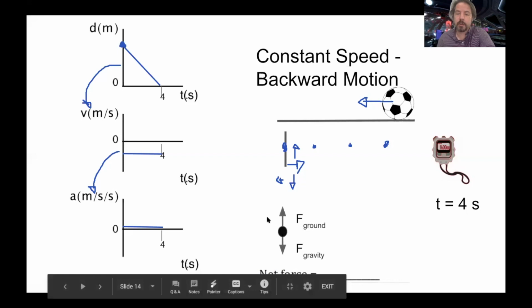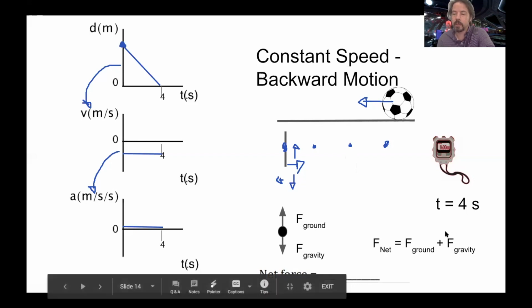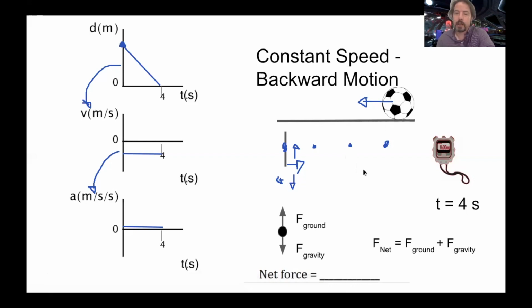And our forces are the same. We have the same ground pushing down, gravity pushing down, ground pushing up. You add those together, they cancel out, and the net force is equal to 0. But you knew that already because our acceleration was 0. Pretty simple. So let's look at motion that accelerates.